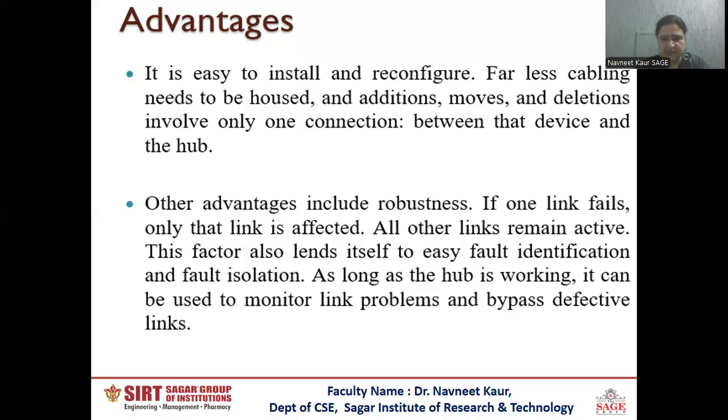Secondly, it is a robust system. If one link fails, only that link is affected. All other links remain active. So it results in easy fault identification and fault isolation. As long as the hub is working, we can monitor link problems and bypass defective links.